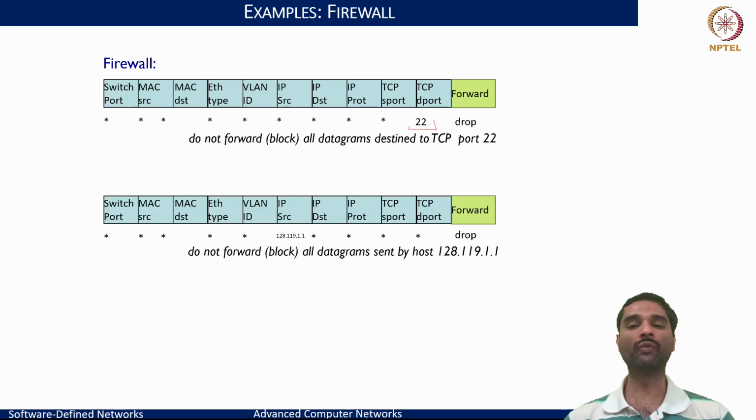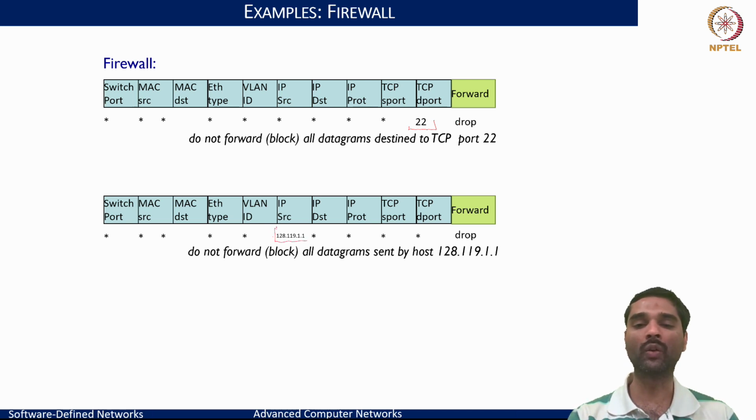And likewise, if we want to block a particular source which is seen to be malicious, we can say that we want to match this particular IP, let's say 128.119.1.1, and if this is a malicious IP, we don't want to admit any traffic from that particular IP, then the rest of the fields become immaterial. If there is a match on IP source, we would want to drop any such packets coming from this host. And thus, it would also be very easy to implement the firewall functionality.